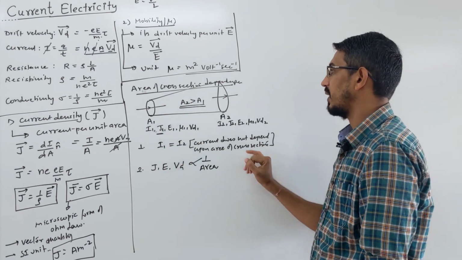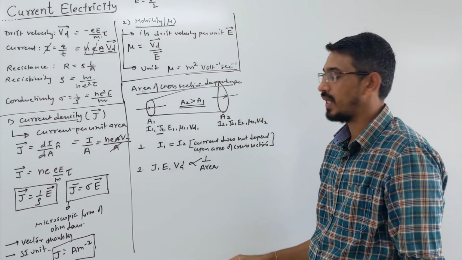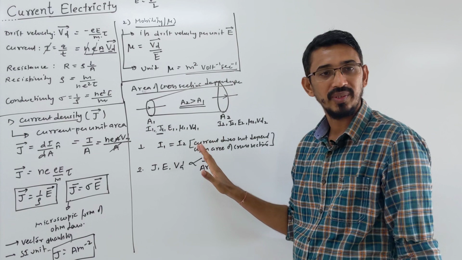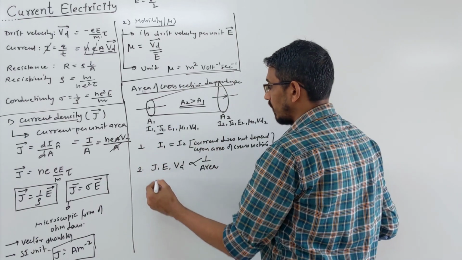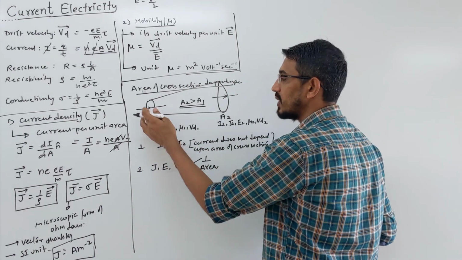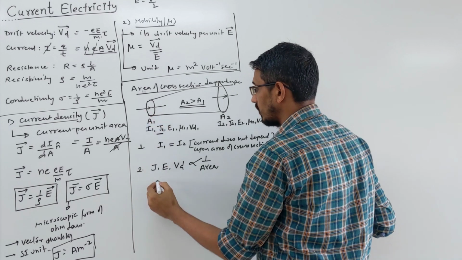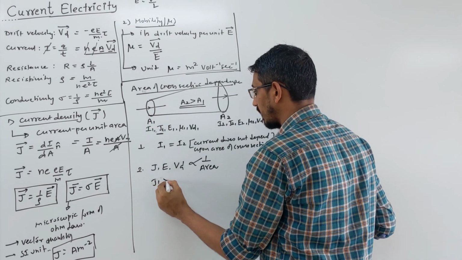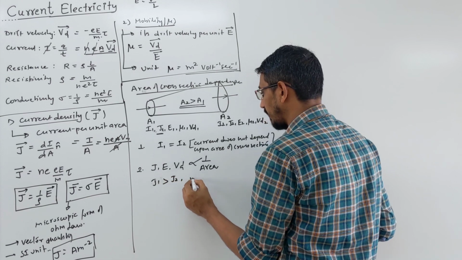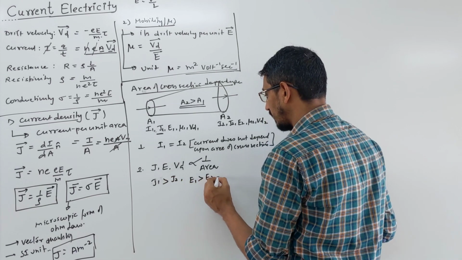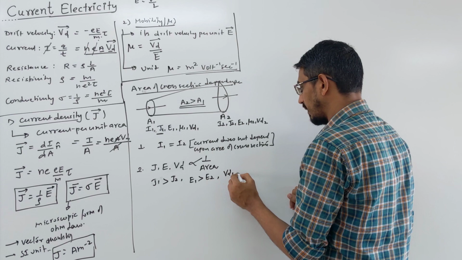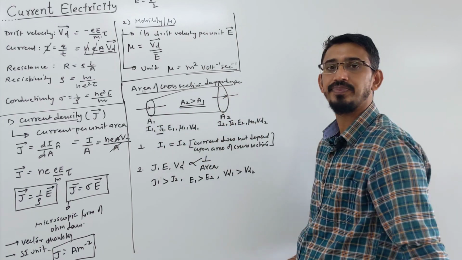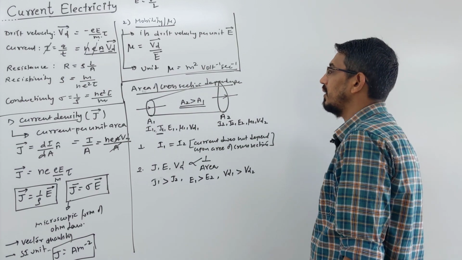Current doesn't depend on area, so current at this point and this point will be the same, and these 3 things are inversely proportional to area. This is a very important question. Where will it be more? Obviously here, less area, more. So for the given question, J1 is greater than J2, electric field E1 will be greater than E2, and drift velocity at this point is more than drift velocity at this point.